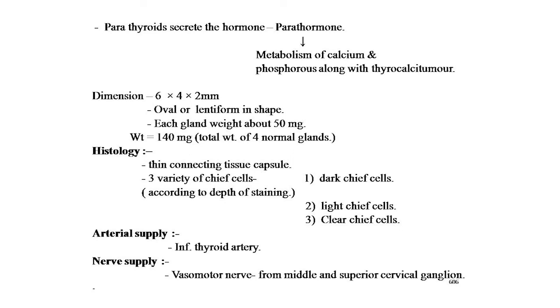Histologically, there is a thin connective tissue capsule. There are 3 varieties of chief cells: dark chief cells, light chief cells, and clear chief cells, according to the depth of staining. Arterial supply of the parathyroid glands is through the inferior thyroid artery. Nerve supply is vasomotor, from the middle and superior cervical ganglia.